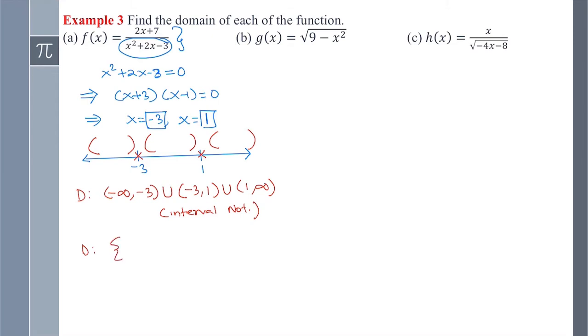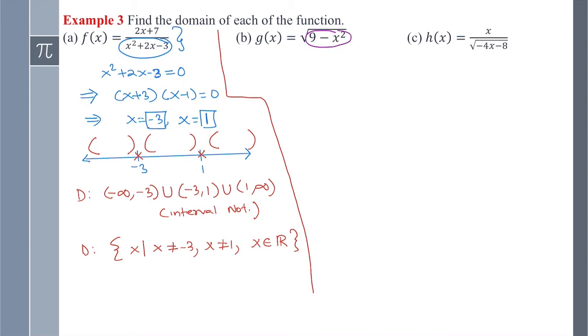The domain is all the x values such that x is not equal to -3 and x is not equal to 1 and x is an element of the real numbers. So that's how we write this domain. Now let's look at another example where we have a square root. Remember, for the square root, this quantity cannot be negative. So this is how we are going to write that.